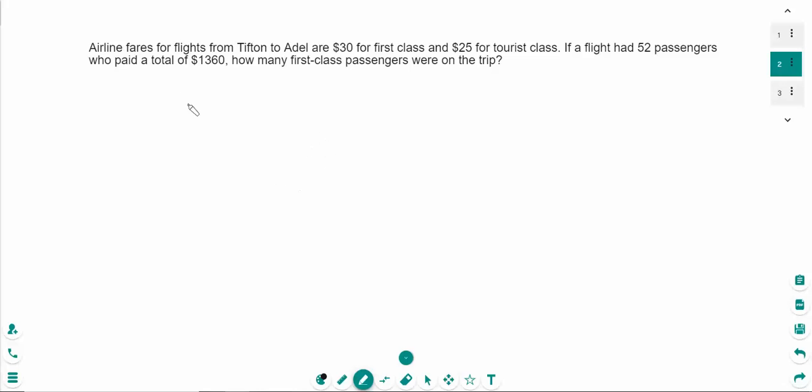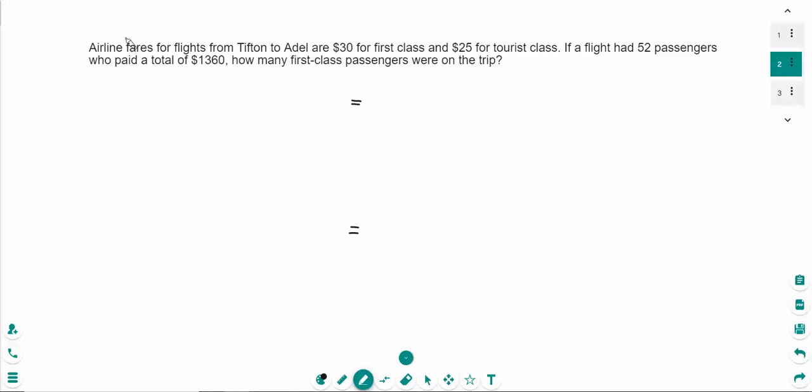So let's read it. Airline fares for flights from Tifton to Adele are $30 for first class and $25 for tourist class. If a flight had 52 passengers who paid a total of $1,360, how many first class passengers were on the trip? Okay, so we need to find the two equalities here. There are two equations. So you can always just kind of write this out. There's two equations that we're looking for here. Okay, so what are they?